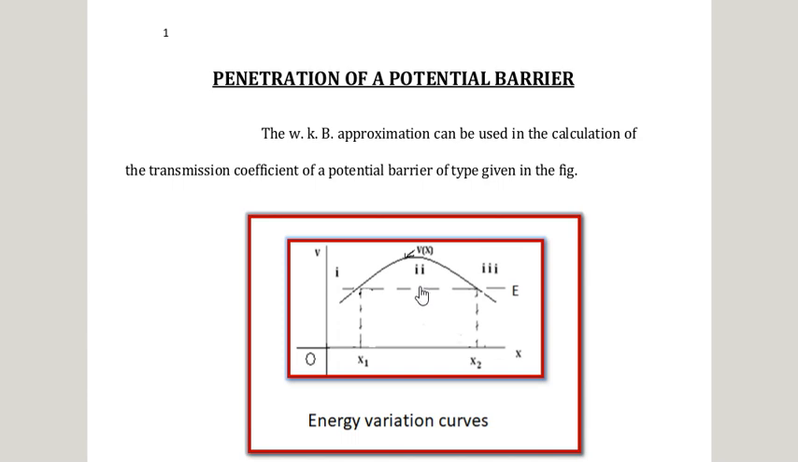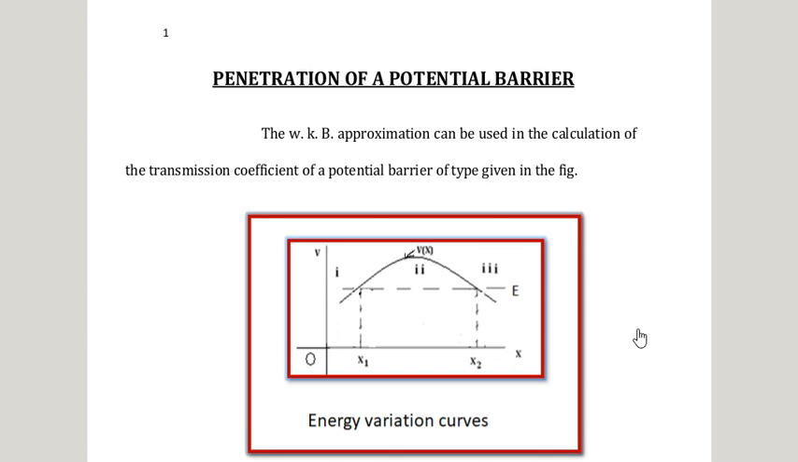We know that the momentum of a particle p is equal to under root 2m(E minus V). If potential energy V is greater than total energy, then momentum p will be imaginary. So in this case, momentum can be taken as mod p. In the first region, that is the classical region, and in the third region, that is also a classical region, momentum p is real.